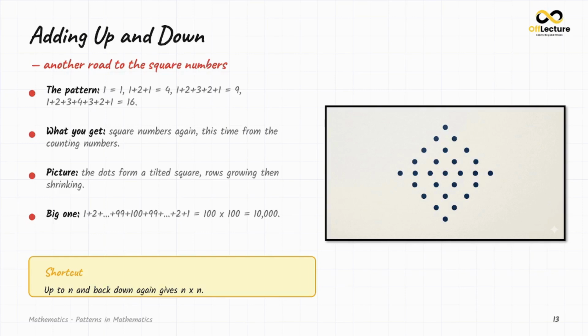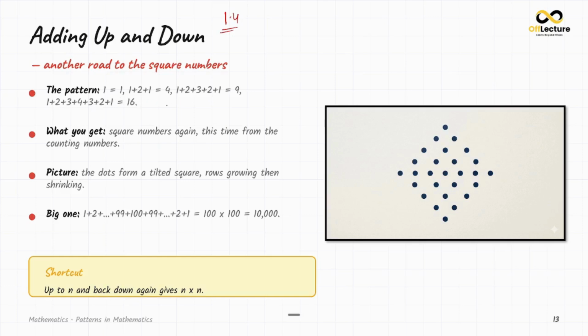Now let's do the same thing, a second road to the same place, that is adding up and down. This is activity 1.4. Try this. 1 plus 2 plus 1. Then 1 plus 2 plus 3 plus 2 plus 1. Then 1 plus 2 plus 3 plus 4 plus 3 plus 2 plus 1.